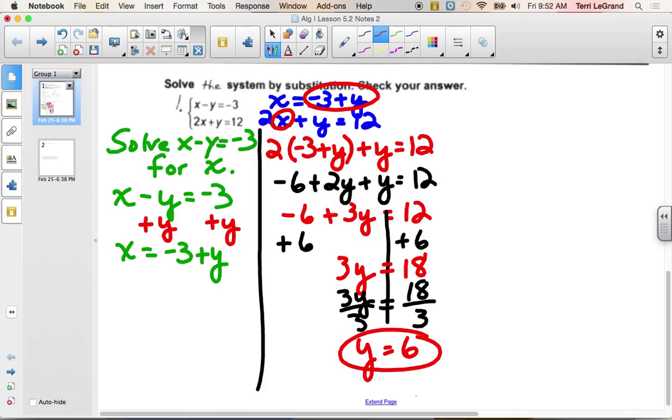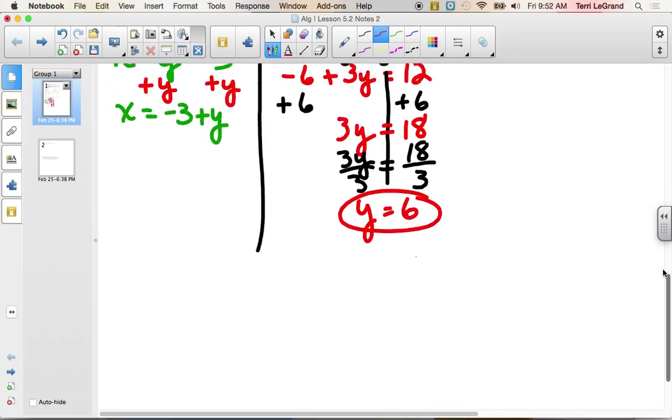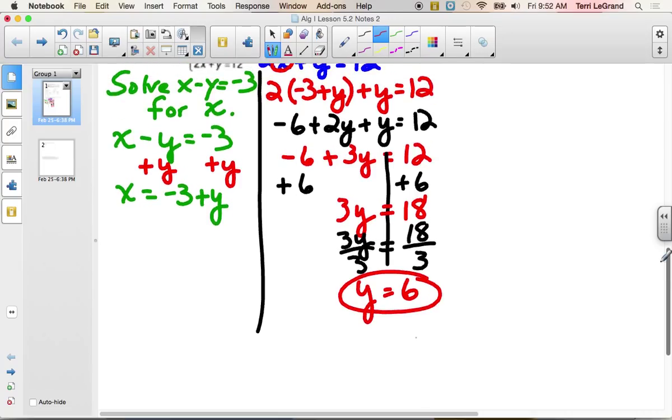Anybody agree with me? Y equals 6. And if you don't, maybe we better figure out why, or if I need to be challenged. Okay? Because if we agree, then we're going to go on and solve for what? X. Solve for x.